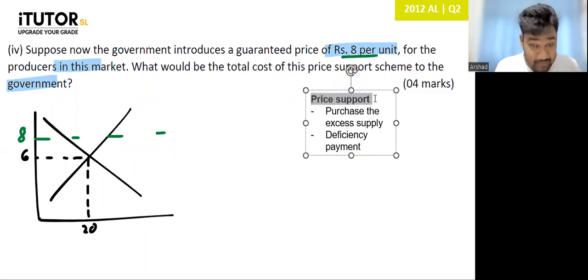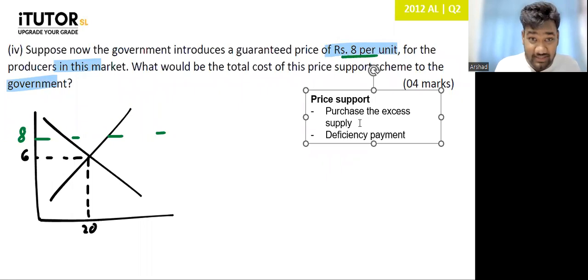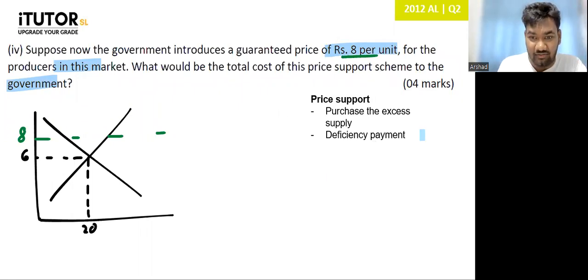In this question, they have just said price support, and they're asking you cost to the government. So how do you know which one, option 1 or option 2? Always remember, if they say just price support, it's always option number 1 over here. They purchase the excess supply. Now, to figure out the excess supply, guys, can you give me some help?